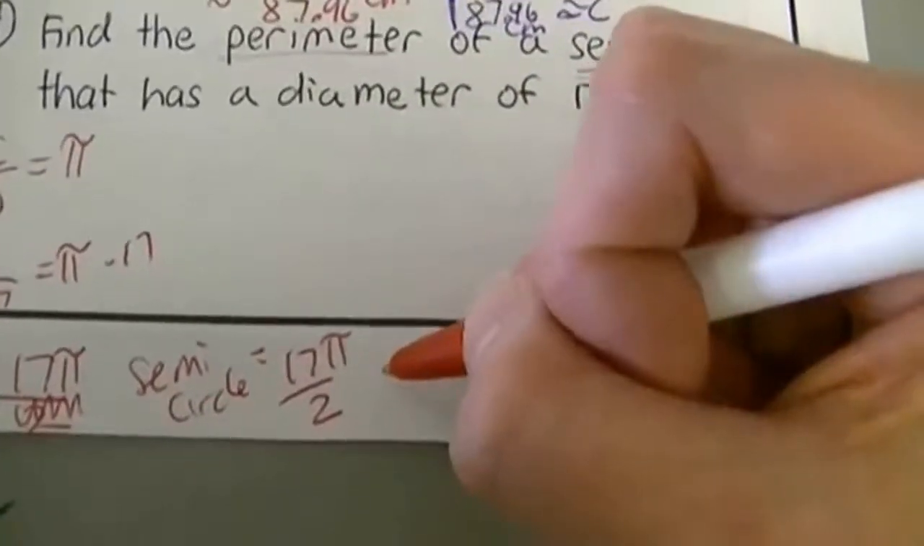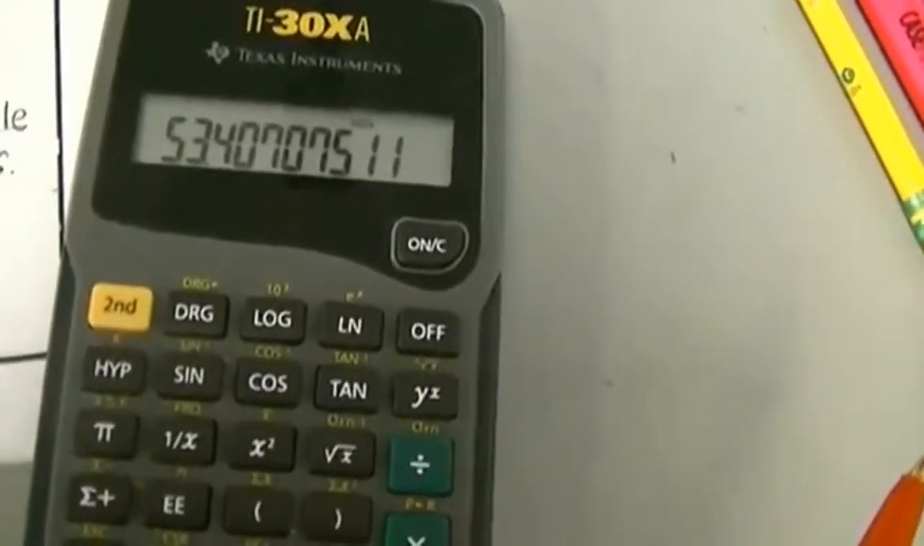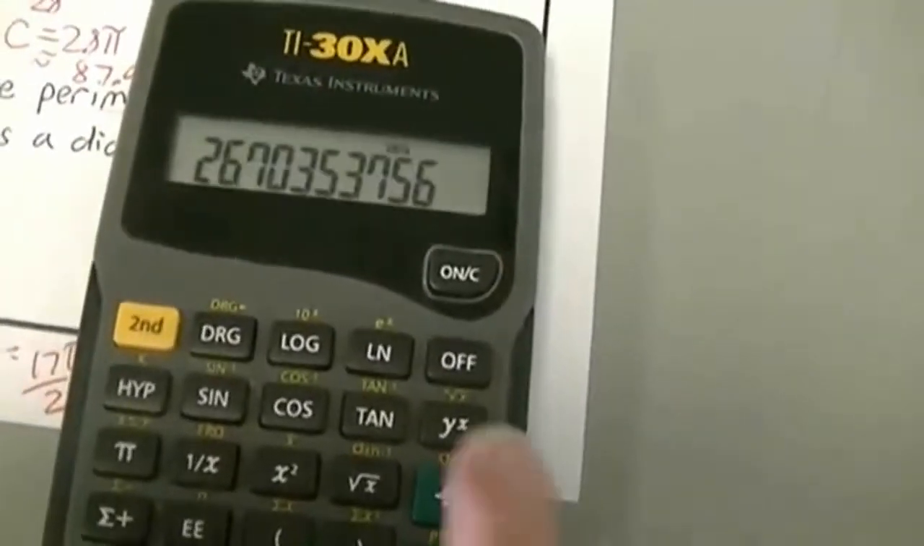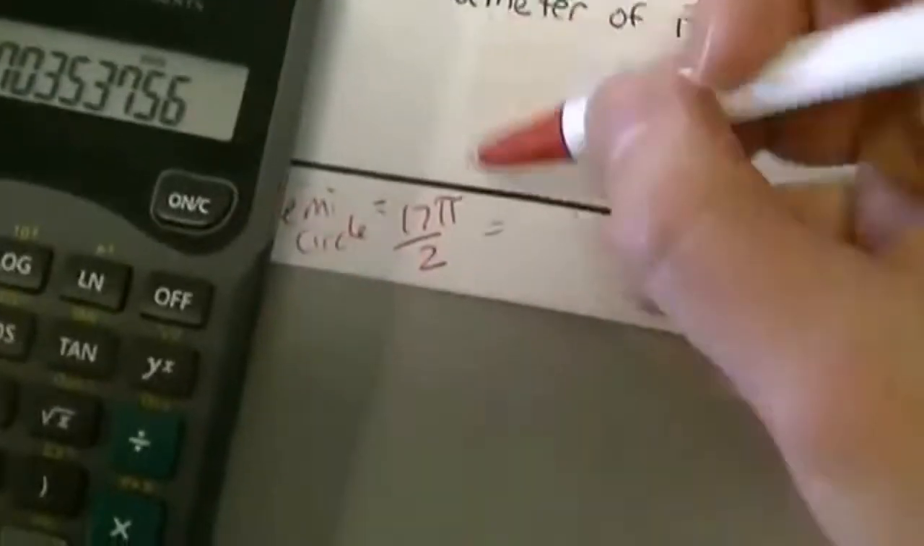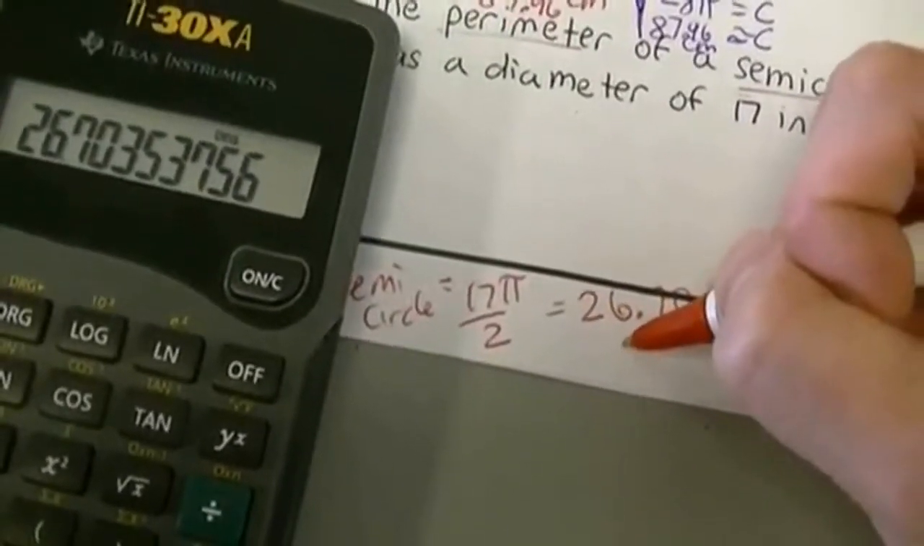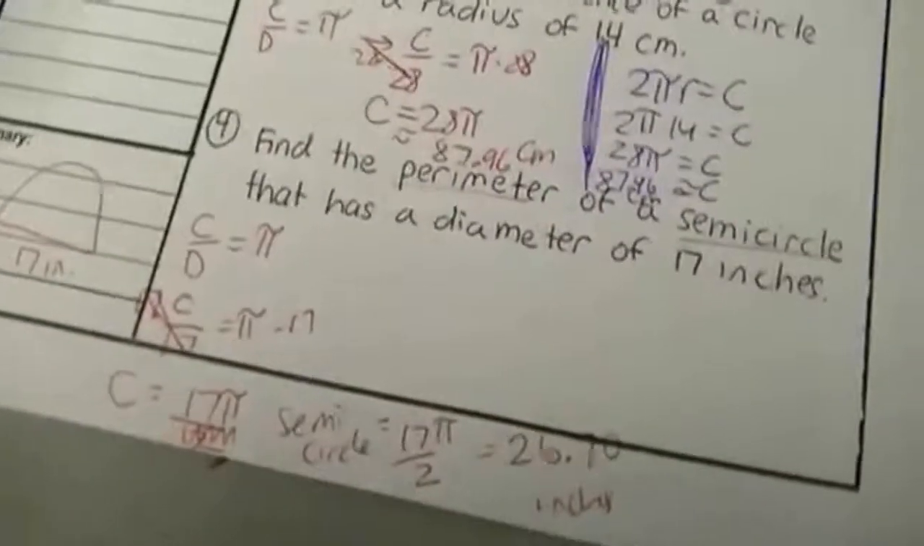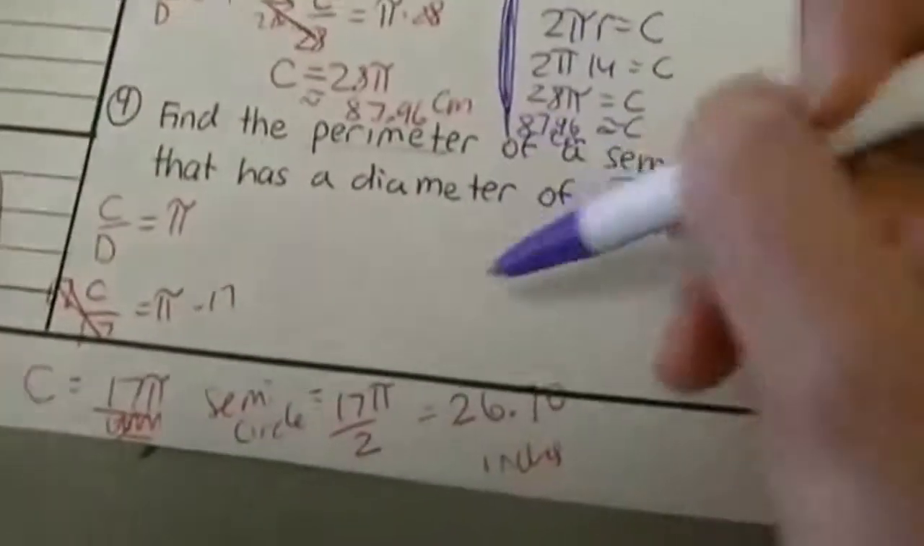When you do that all out in your calculator, I don't remember what that is. 17 times pi equals that. Now I've got to divide it by 2 because it's a semicircle. Okay, so that's what I got: 26.70, is it inches? Inches. Okay. Now let's do it with the other formula.